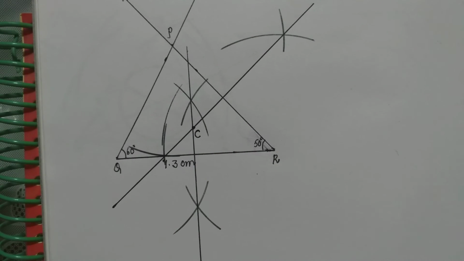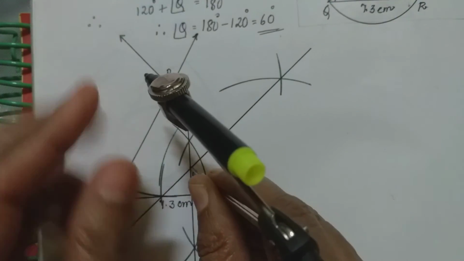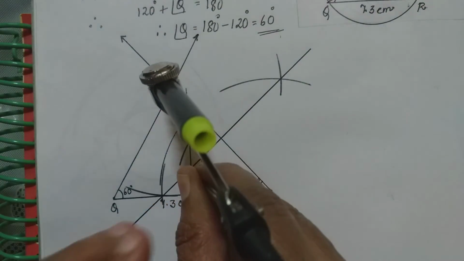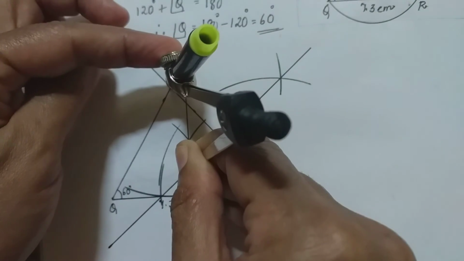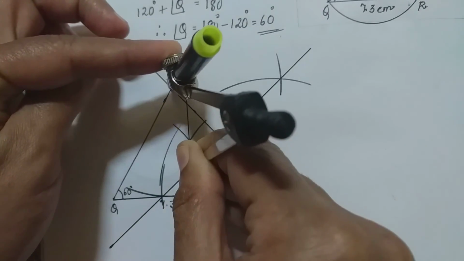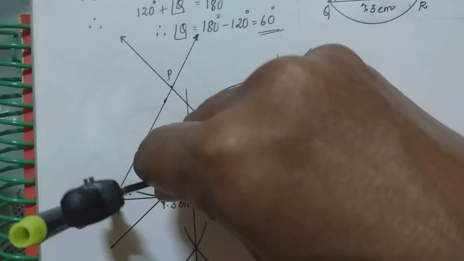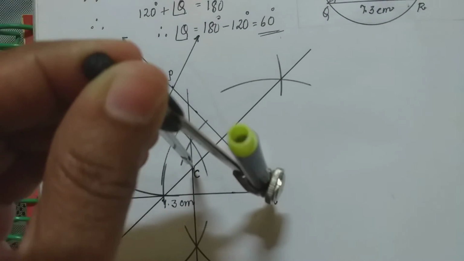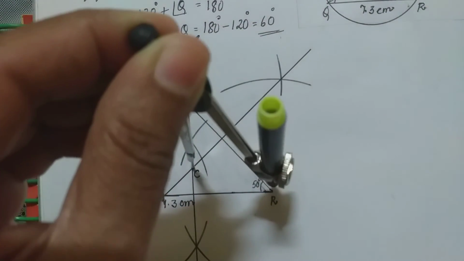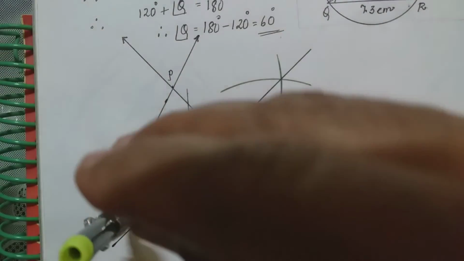Now we take our rounder or the compass, keep it at C and see the distance to one of the vertices, say to P. Okay, and now see whether the distance to Q is the same and see whether the distance to R also is the same. And once I confirm that, then I will draw the circle. So I start drawing the circle.